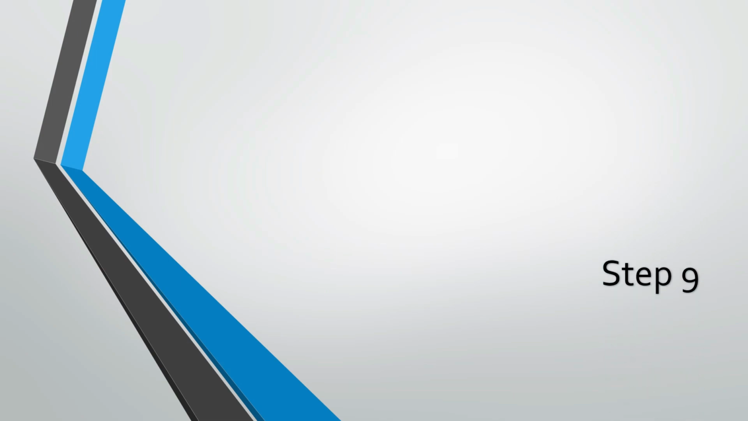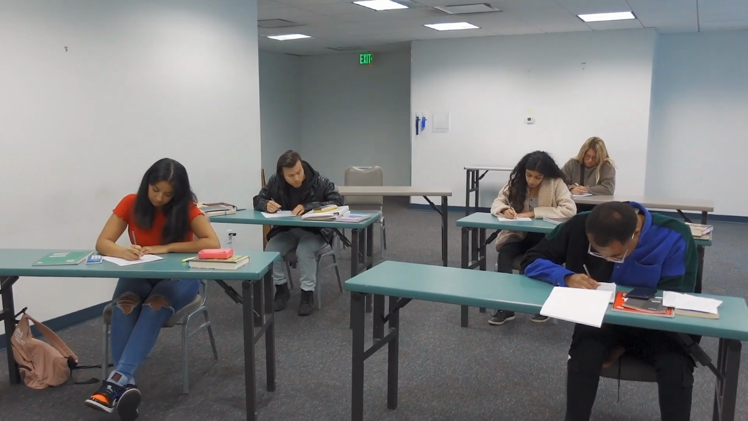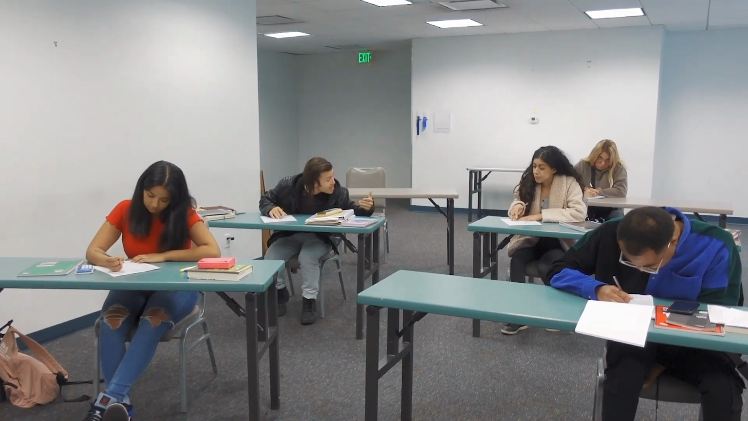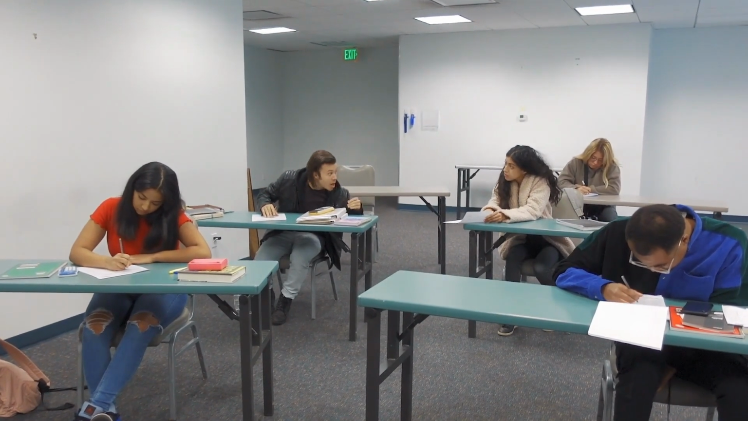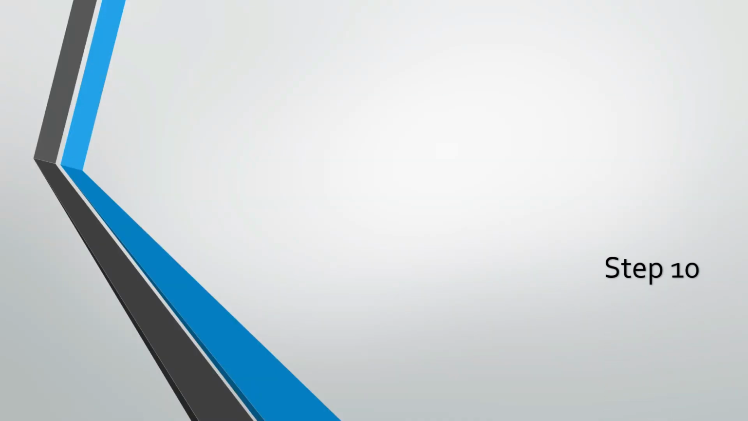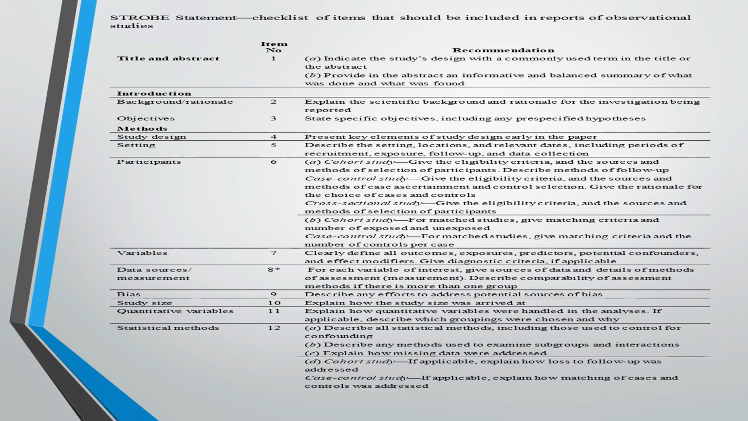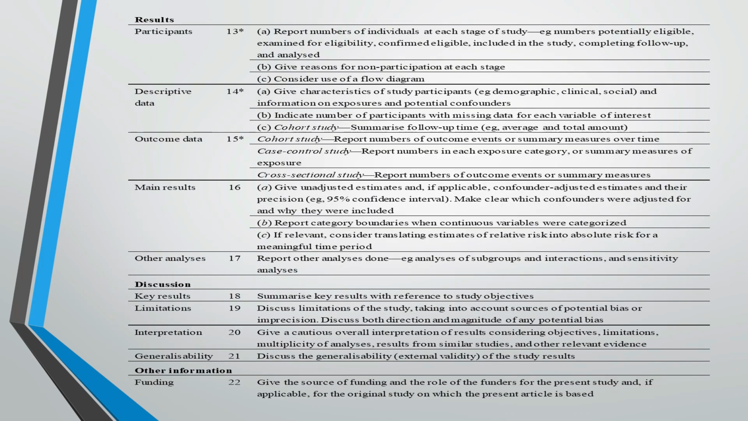Step 9. Conduct the study during data collection. Monitor response rates, check completeness, ensure consistency. Afterward, clean your dataset before analysis. Step 10. Report using STROBE guidelines. Your final report should include title and abstract, introduction, methods, results, discussion, limitations, conclusion. STROBE helps ensure transparency and quality.